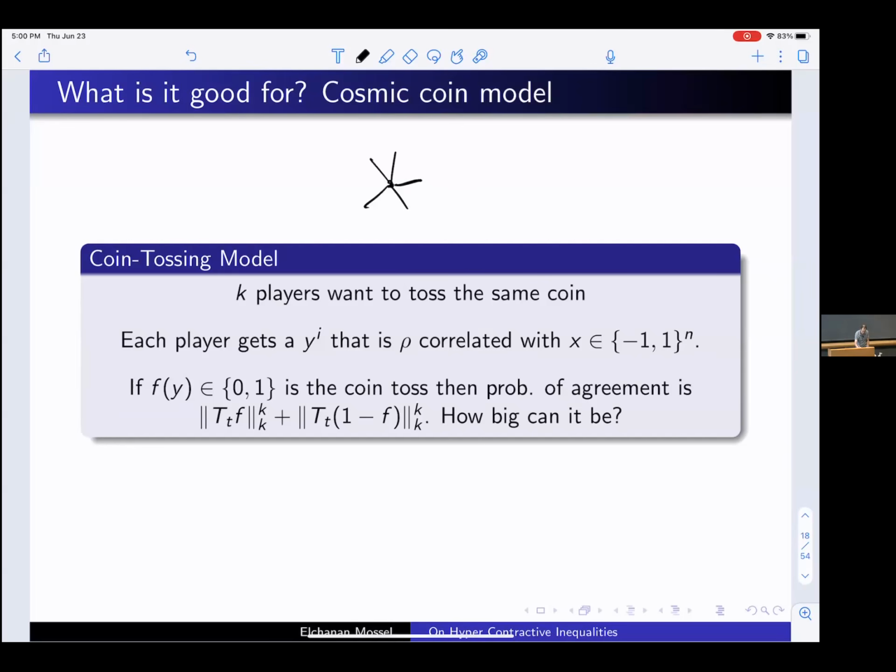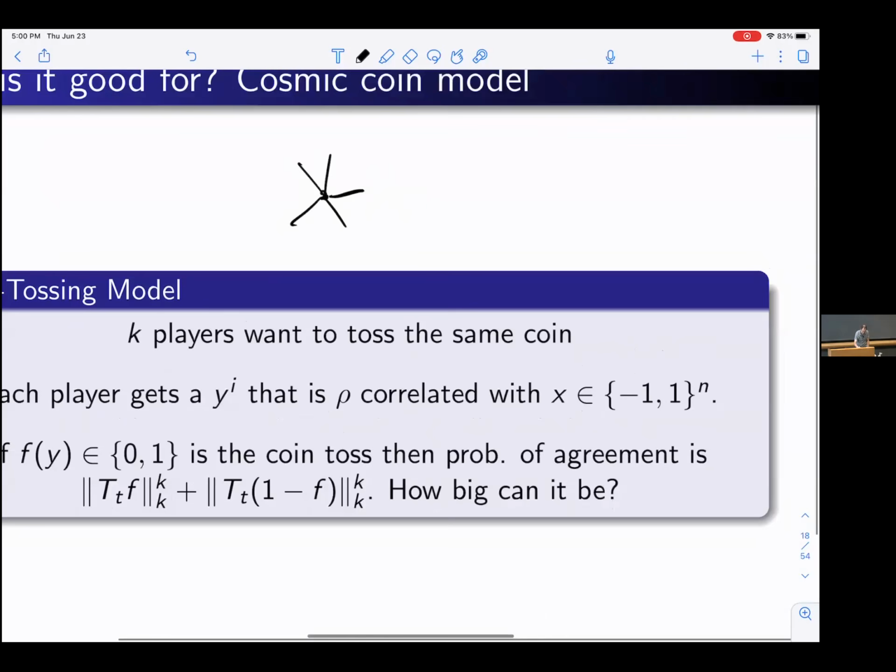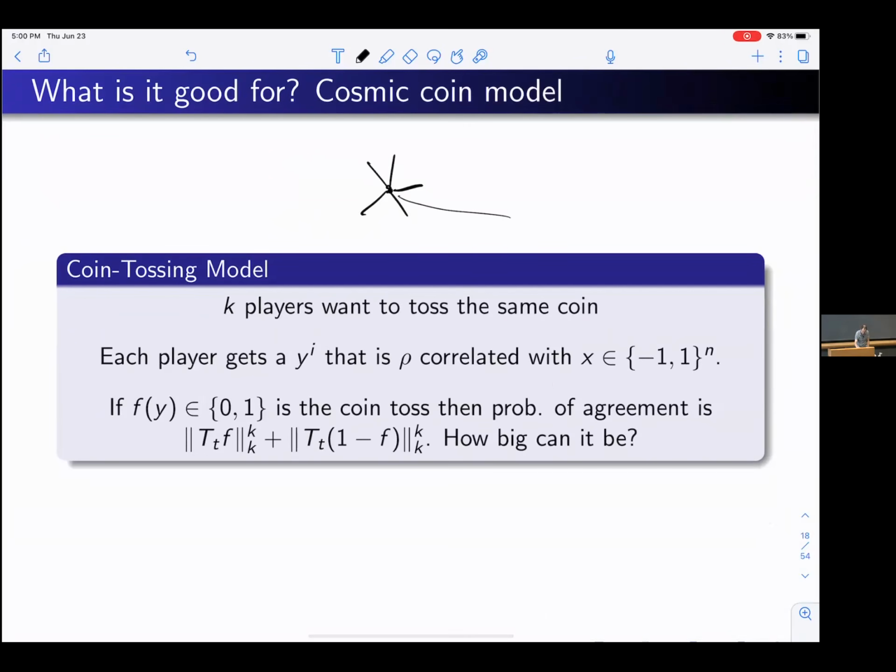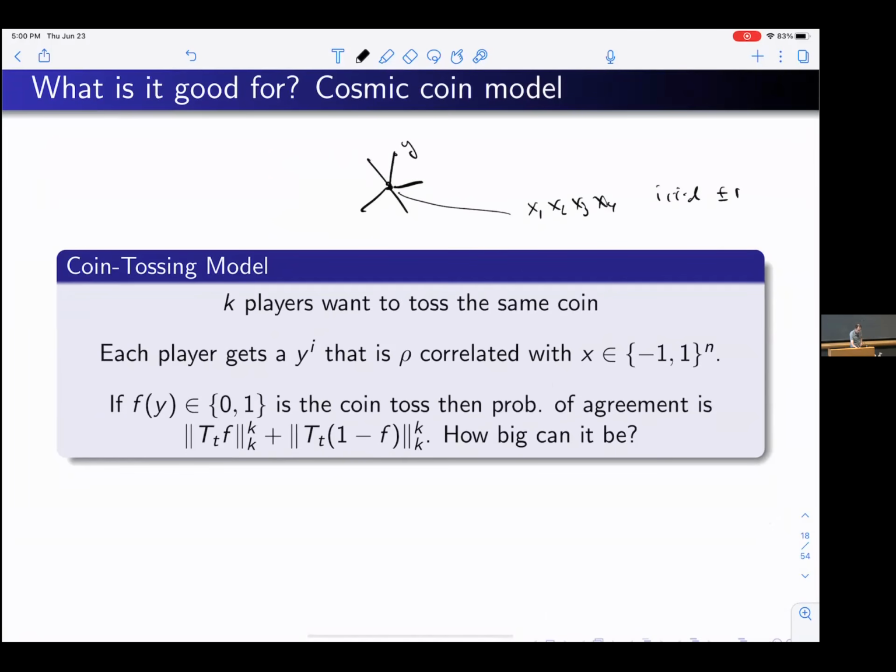Of course, there are many papers on it, but what we actually have is the following situation. Here's the center of the star. In the center of the star, there's a sequence that we call the cosmic background. This is x1, x2, x3, x4. They are IID plus minus 1, meaning these are just random coin tosses. We want to use these random coin tosses to toss the same coin together. So how are we going to do it? Here's player number 1. Player number 1 gets y1, y2, y3, and so on and so forth. Player number 2 gets z1, z2, z3, z4, and so on and so forth. And what is the relationship between x and y?